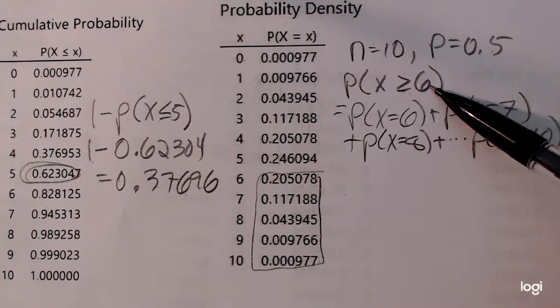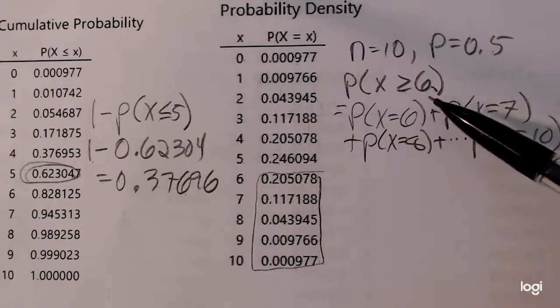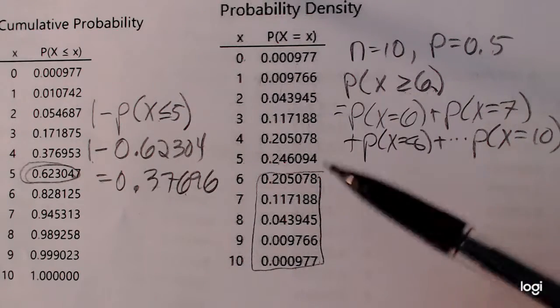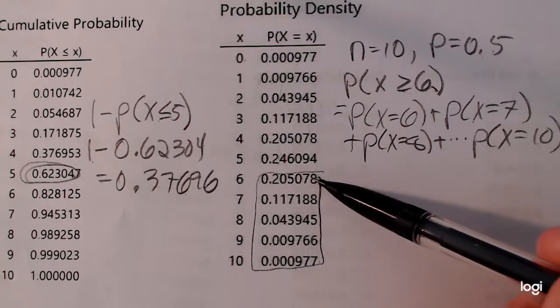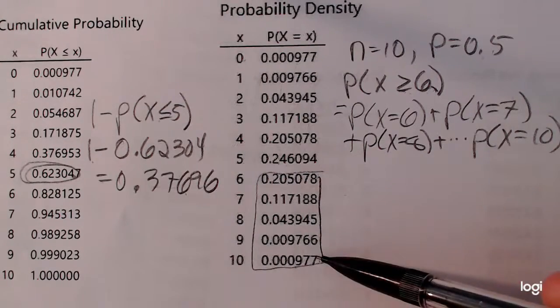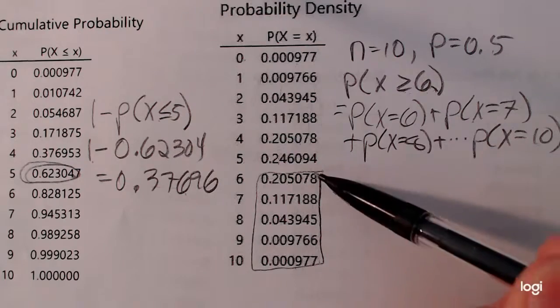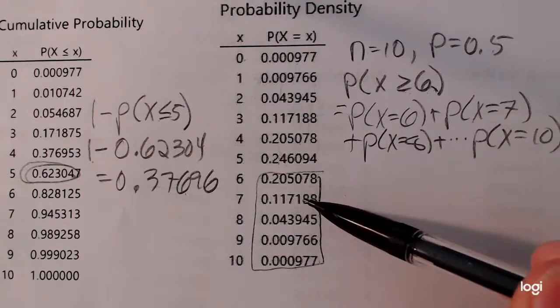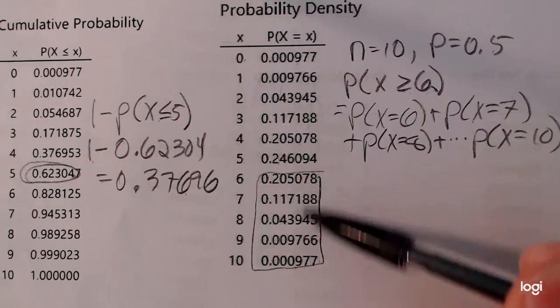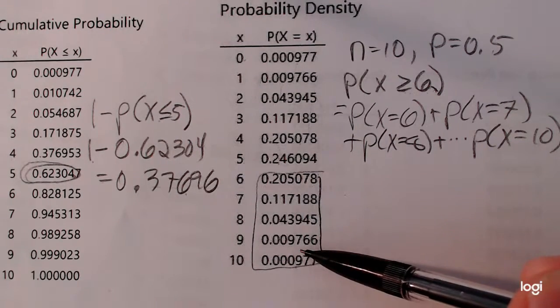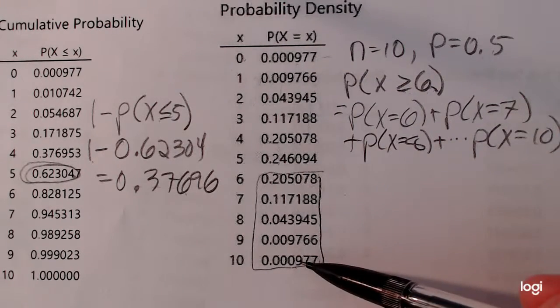So if I'm looking at the probability distribution table for when x is at least 6, that's going to be summing the individual probabilities from 6 through 10. So it would be the probability x is 6 plus the probability x is 7 plus the probability x is 8, and so on. But a quicker way to do this would be to recognize the fact that if I were to sum all of these probabilities, the sum would be 1.